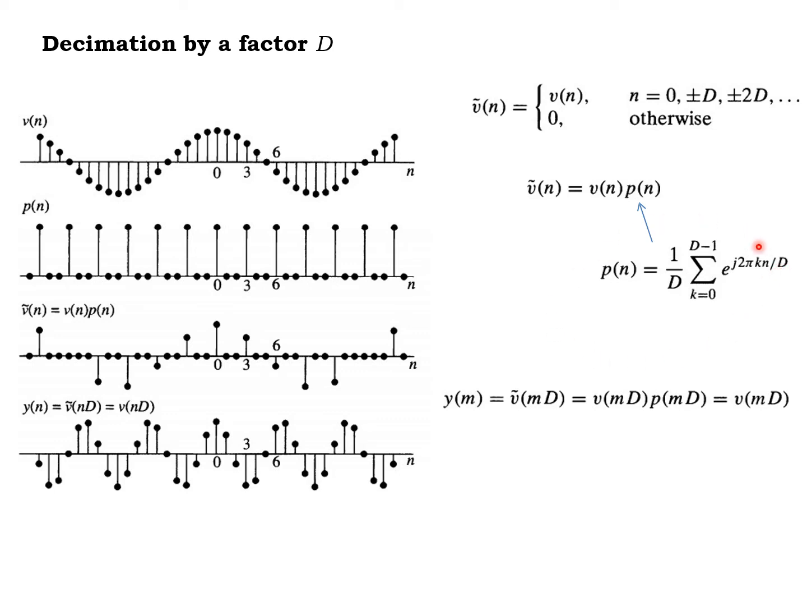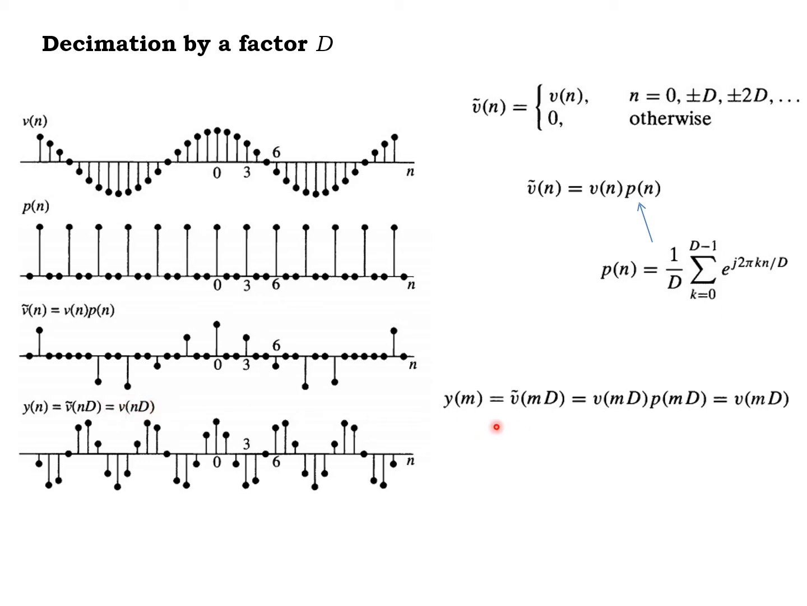This is actually the discrete Fourier series representation of the periodic train of pulses, right? So while multiplying the two signals, that is v of n and p of n, we will get v tilde of n, right? So if we leave d minus 1 zeros between each sample, we will get the value of y of n. So y of n is equal to v tilde of nd, that is leaving d minus 1 zeros between each sample, we will get the value of v of nd, right?